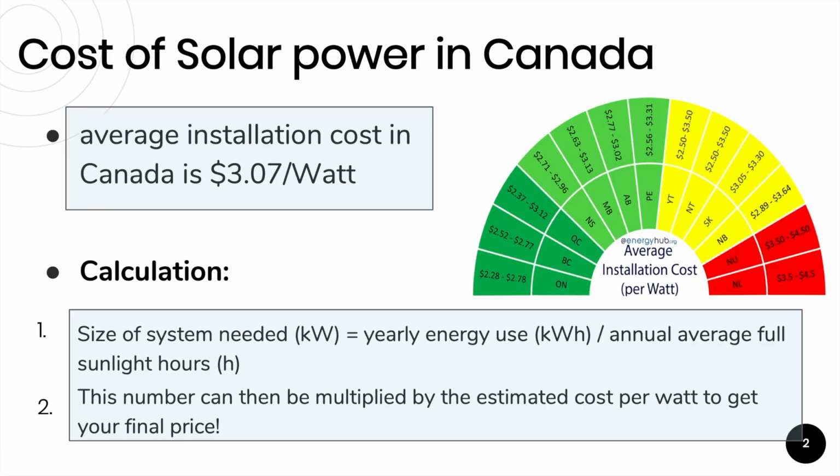Related to the cost of solar power in Canada, the average installation cost of solar power is $3.07 per watt, or $23,000 for a 7.5 kilowatt system. Specific price per province is shown in the chart on the right.